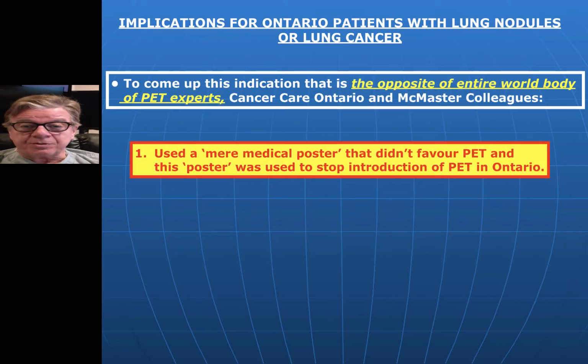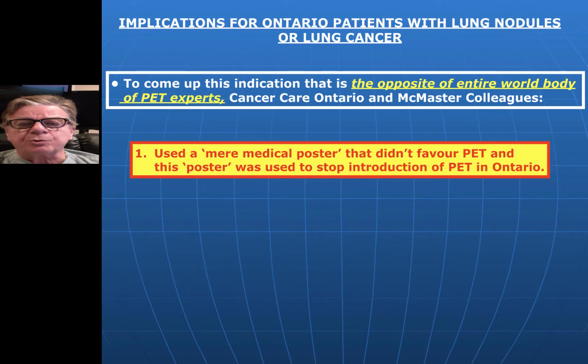So how they did it was, as I've said in another video, they simply took a mere medical poster on a couple of pieces of Bristol board. This is not in any way, shape, or form scientifically valid as a poster presentation. But this poster didn't favor PET in lung cancer, and this single poster was used to stop the introduction of PET in Ontario.